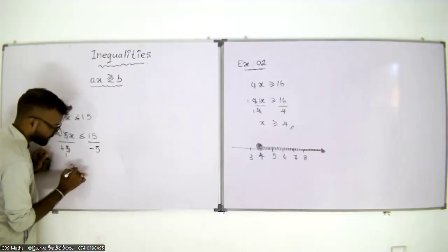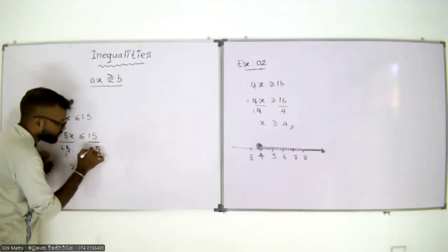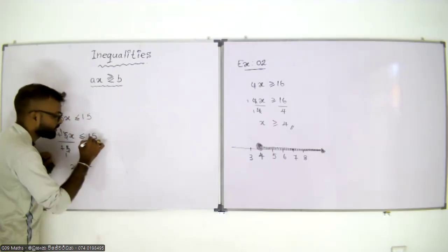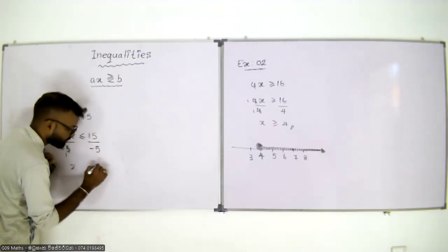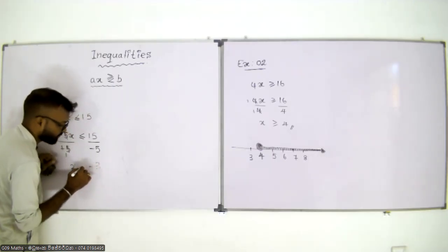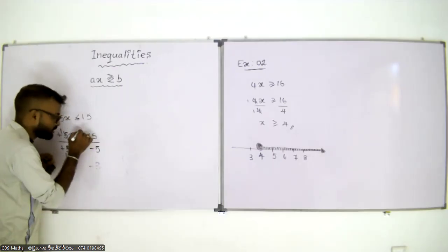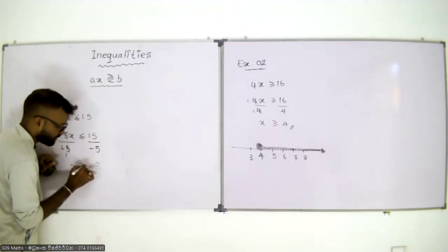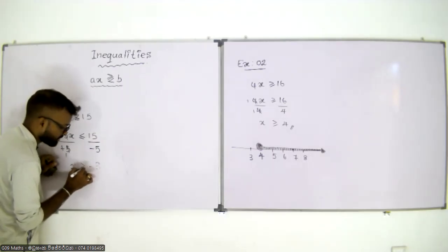Here we have x. Positive divided by negative, negative. 15 divided by 5, 3. So this inequality changes to the other side.